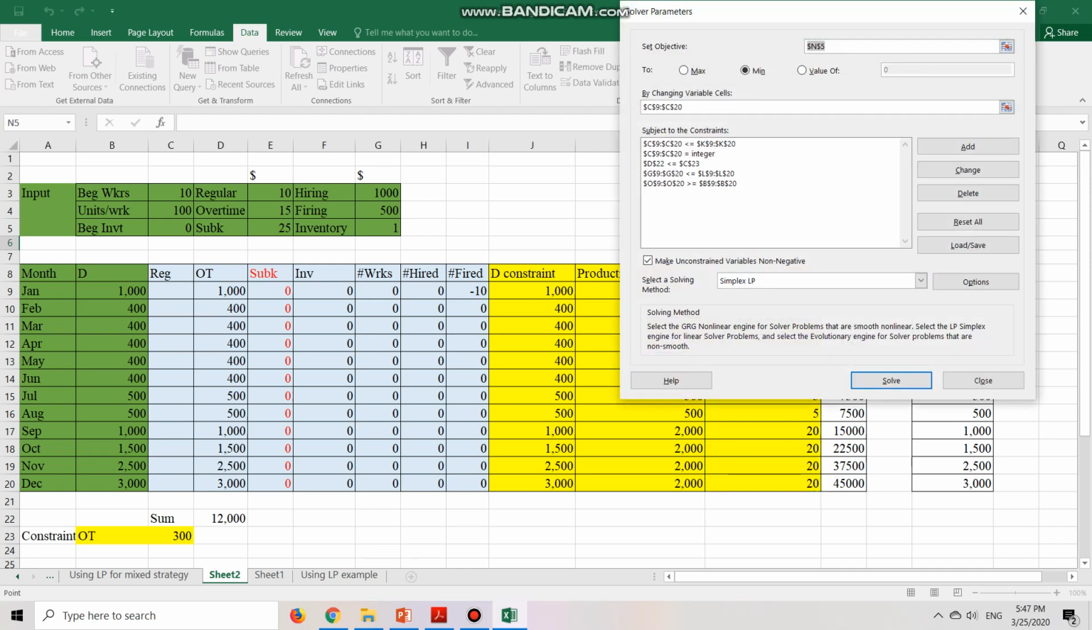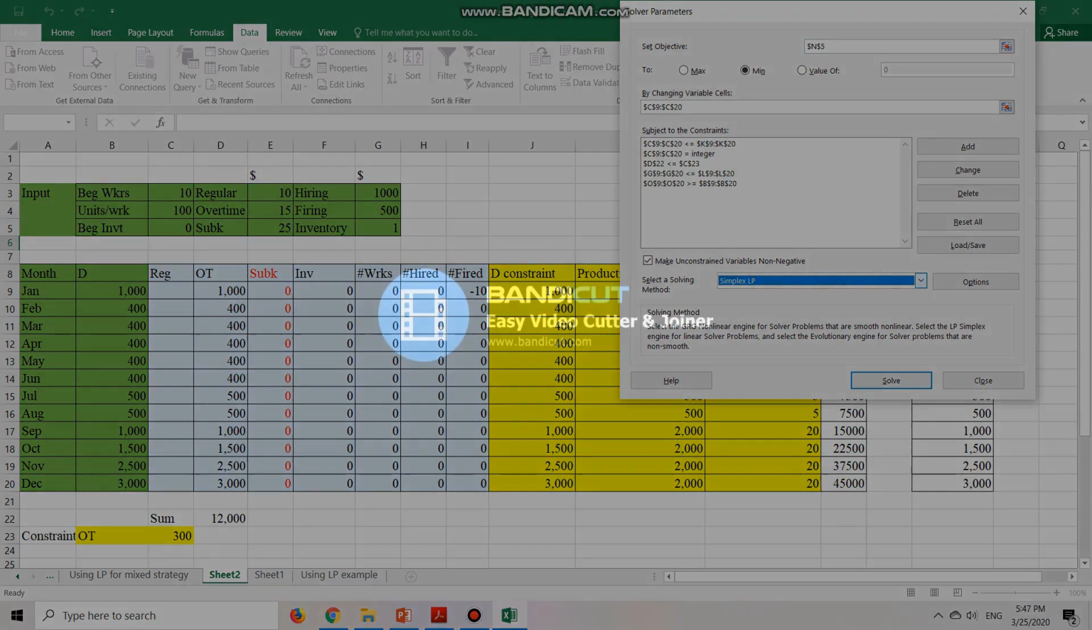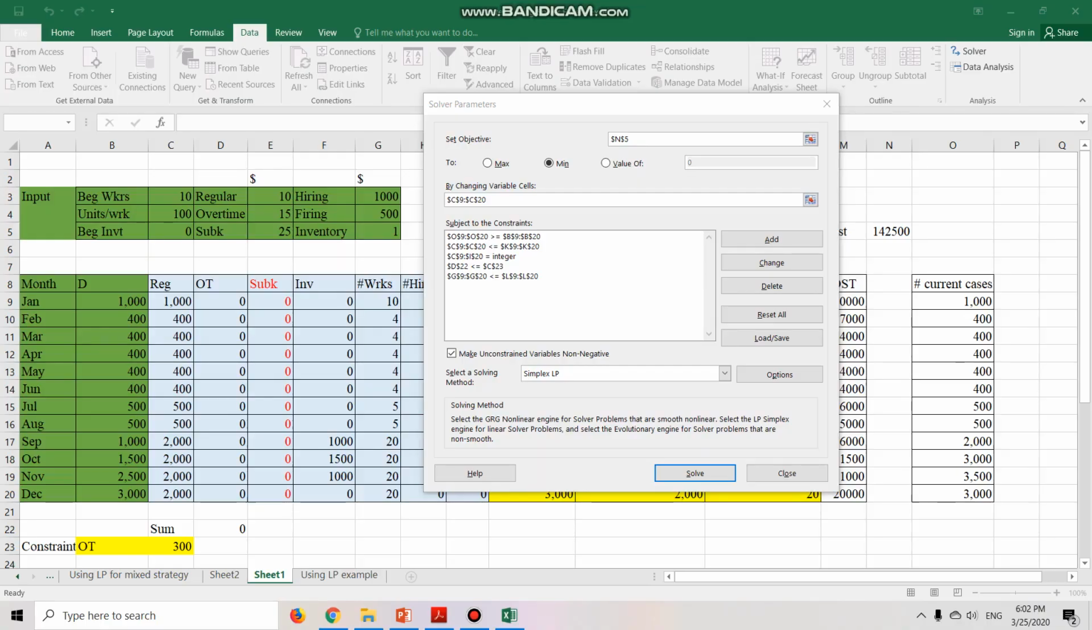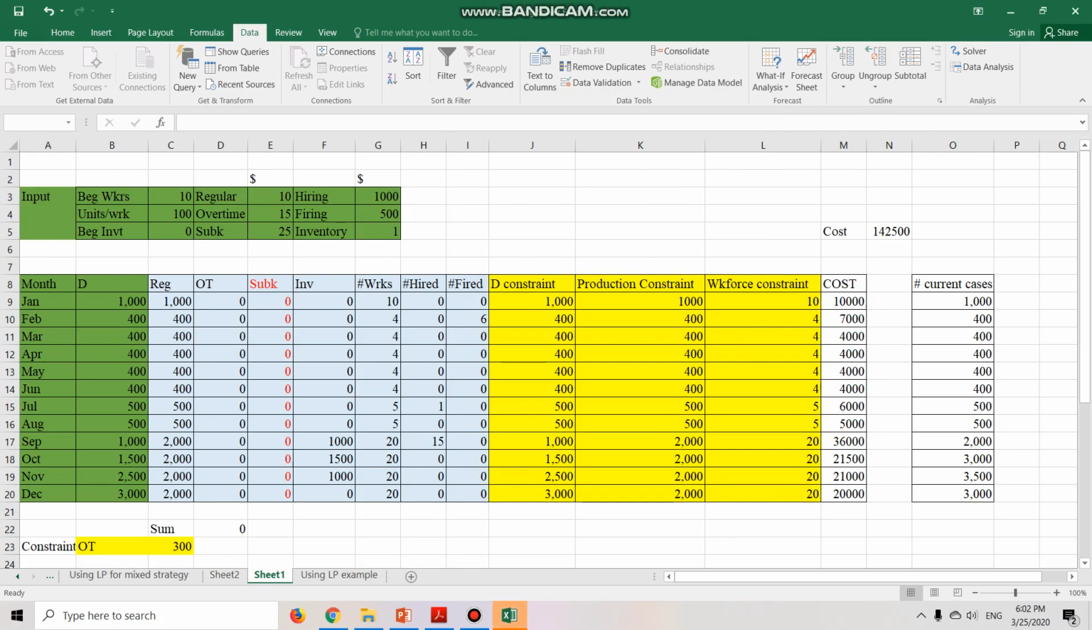Okay, then we already finished the objective, finished the decision variable, and input all the constraints. Then now please choose the Simplex LP. LP is linear programming. And after that, Solve. Then it will give you the optimal solution here. The blue area is the decision variable.